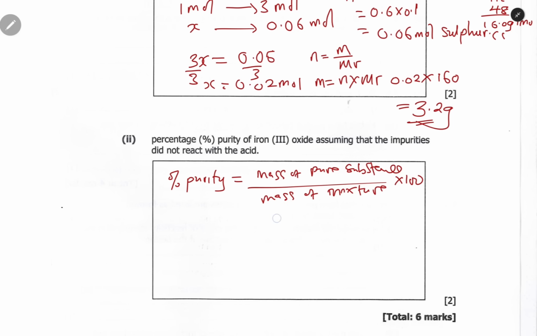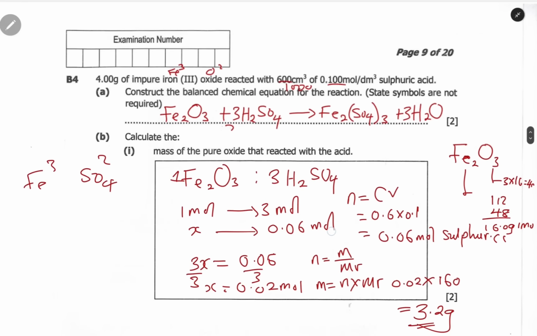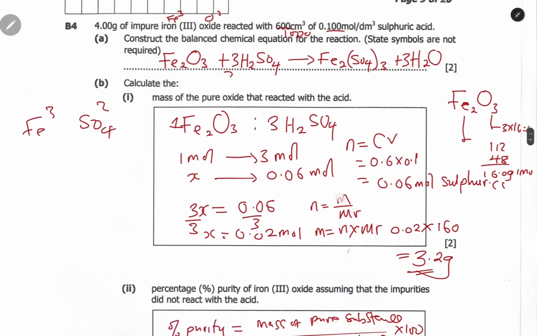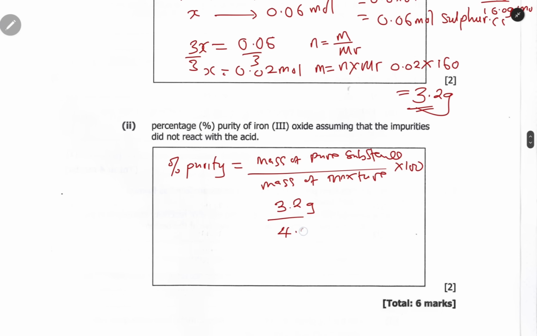So the mass of the pure oxide we found is 3.2 grams. Divide by the impure mass, which is given as 4.0 grams. Multiply by 100. So 3.2 divided by 4.0 is 0.8. Multiply by 100, this is 80%. So the percentage purity of this is 80%.